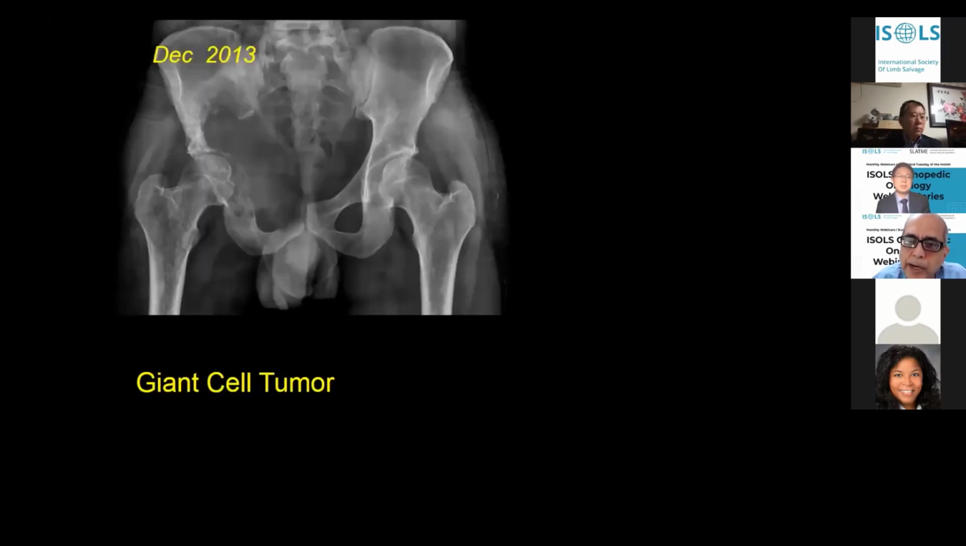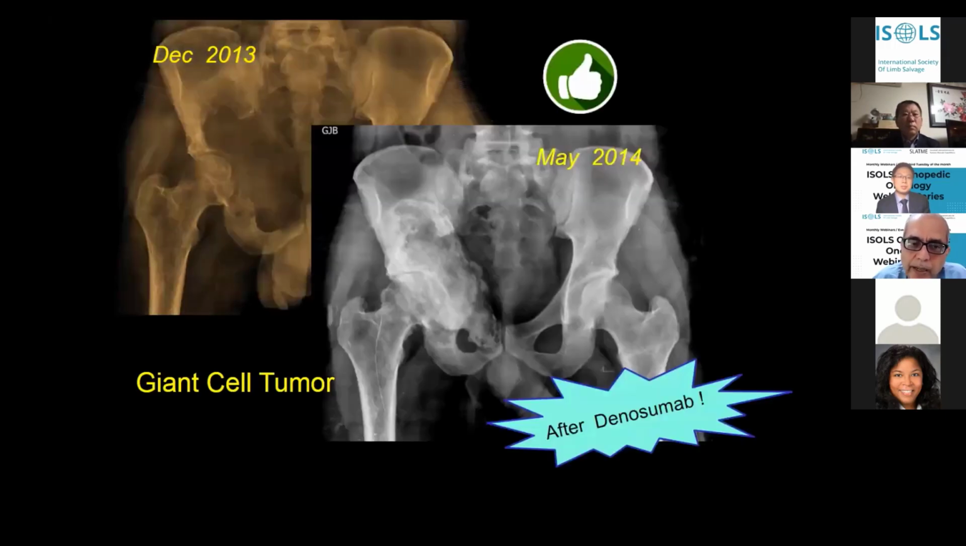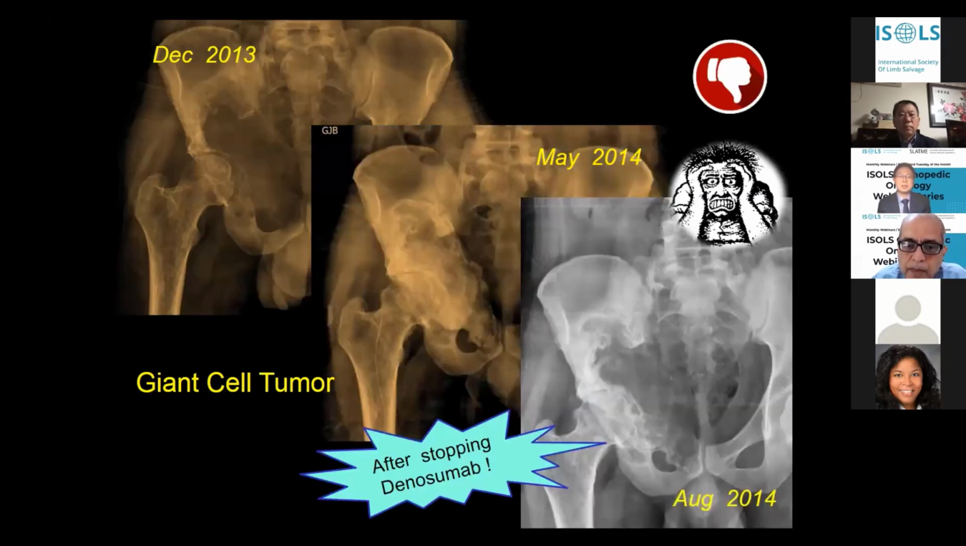A case in point, December 2013, a giant cell tumor of the pelvis. We gave denosumab and it responded beautifully, and you can see the ossification. The patient thought he was wiser than us in spite of us recommending surgery because all symptoms had subsided. He decided he didn't want surgery, stopped denosumab, and lo and behold, this is what happened, back to square one.